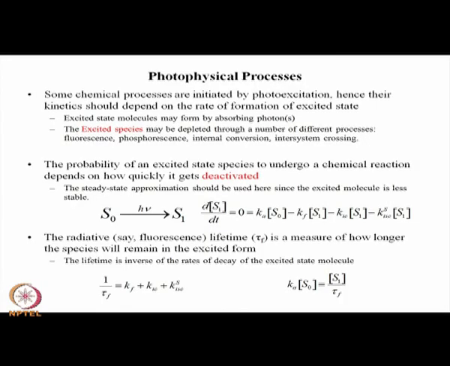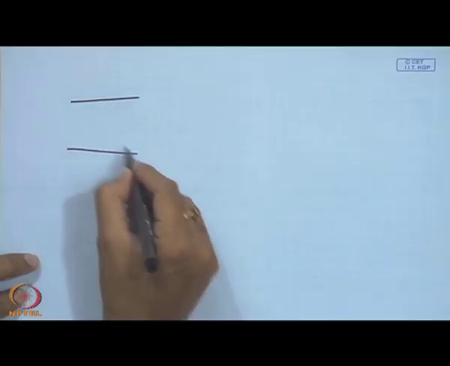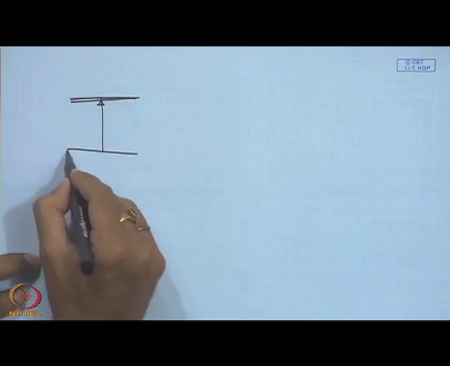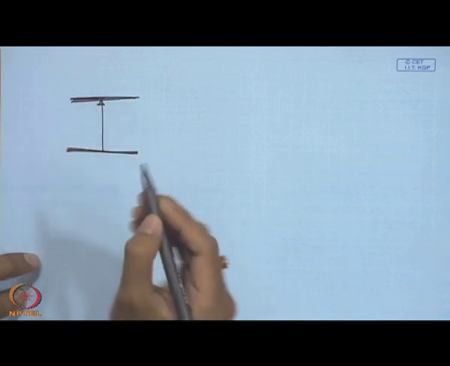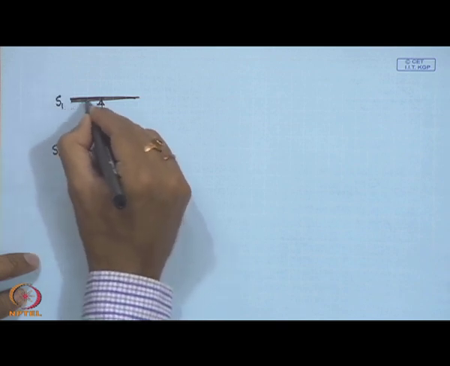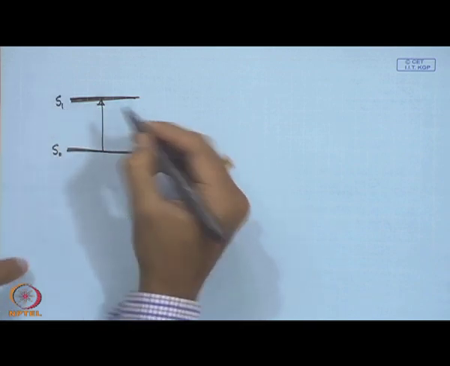Since the excited species is metastable, a less stable one, we can apply the steady state approximation, especially to the singlet states. Right now, concentrate on singlet to singlet excitation. So this is S0, this is S1.